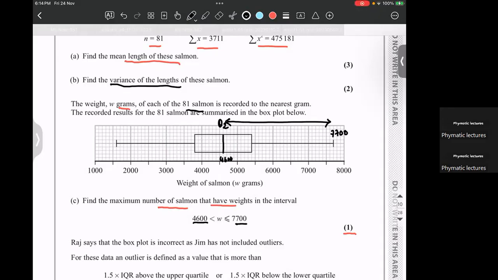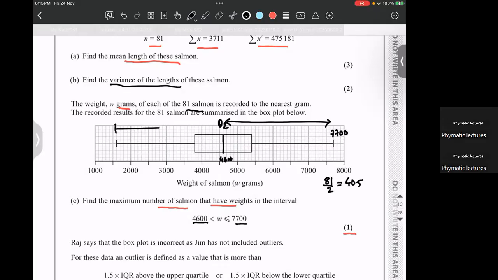Here they are asking to find the maximum number of salmon whose weight is greater than the median. So what is the definition of median? Median divides the entire data set into half. That means 50% of the data lies above and 50% of the data lies below. So what is 50% of 81? 81 divided by 2 is 40.5.